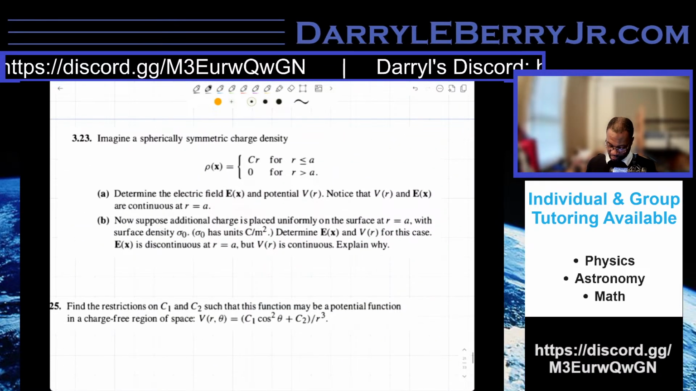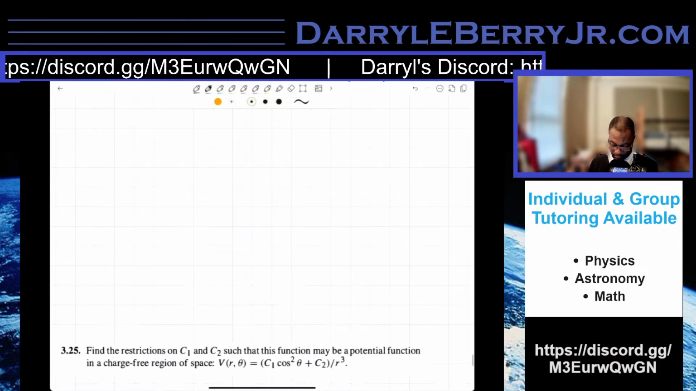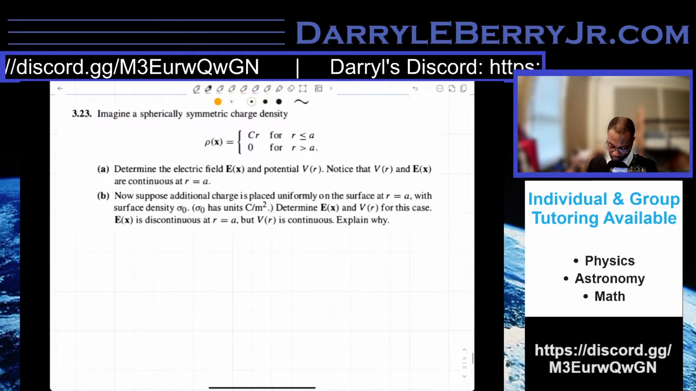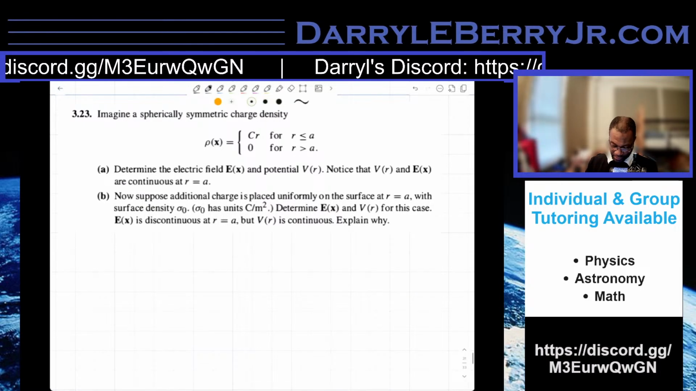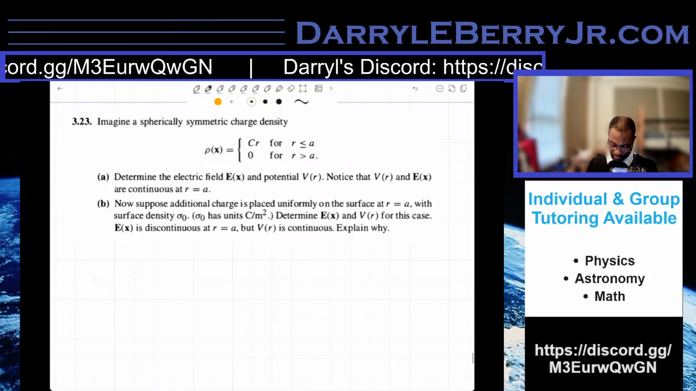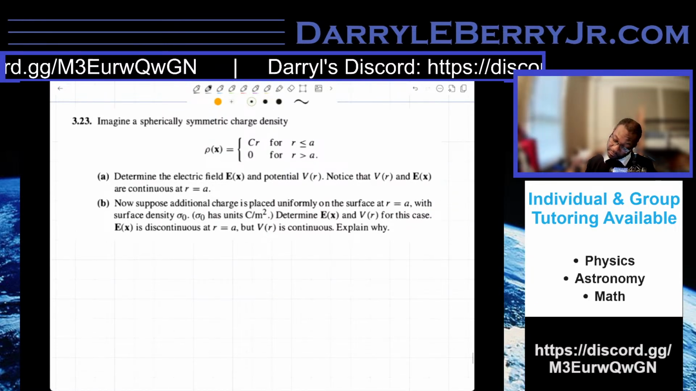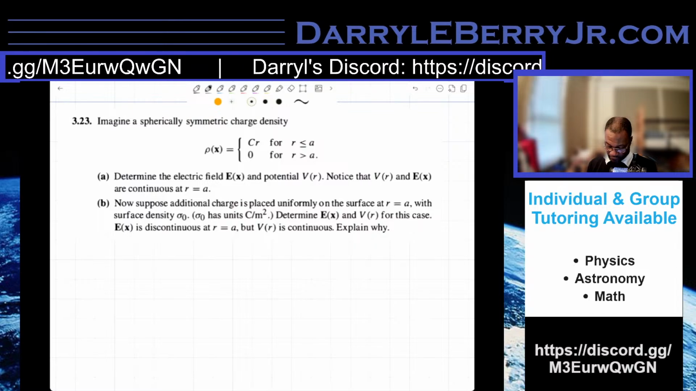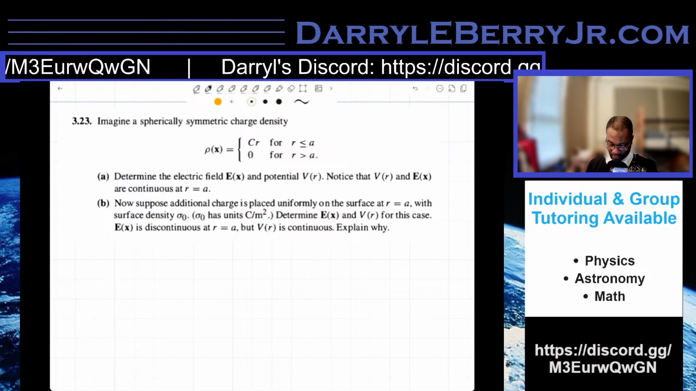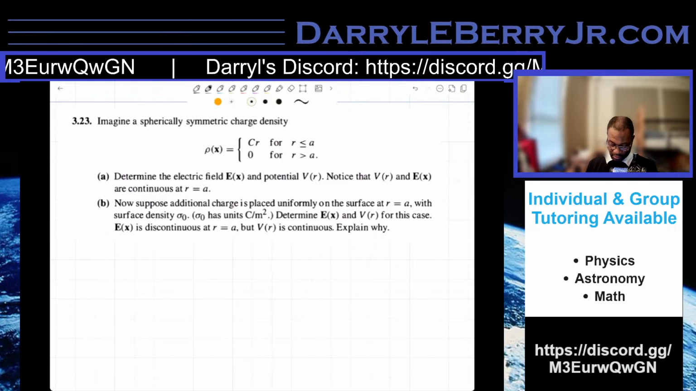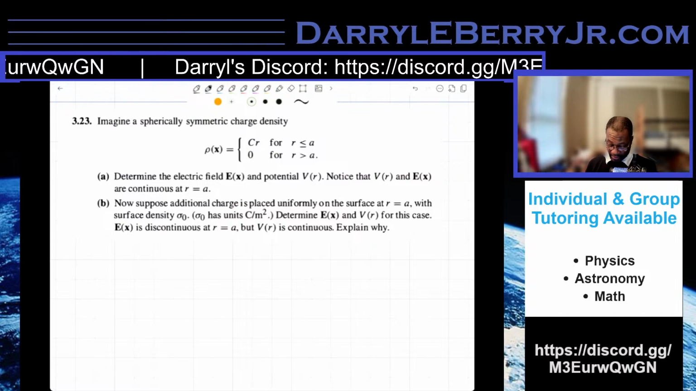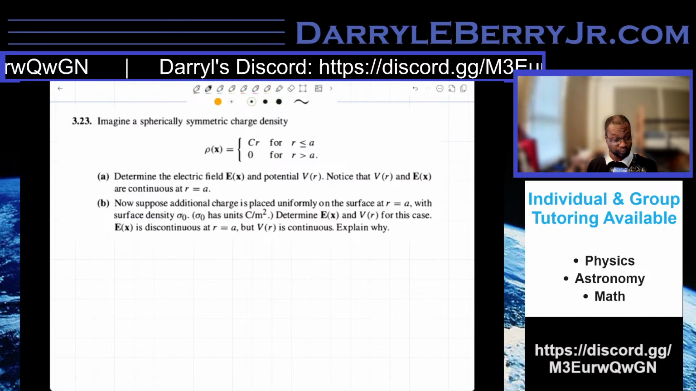Let's see if this next one is a bit more straightforward. Imagine a spherically symmetric charge density, C r for r less than or equal to A, and 0 for r greater than A. Determine the electric field and potential. Notice that V(r) and E(r) are continuous at r equals A.